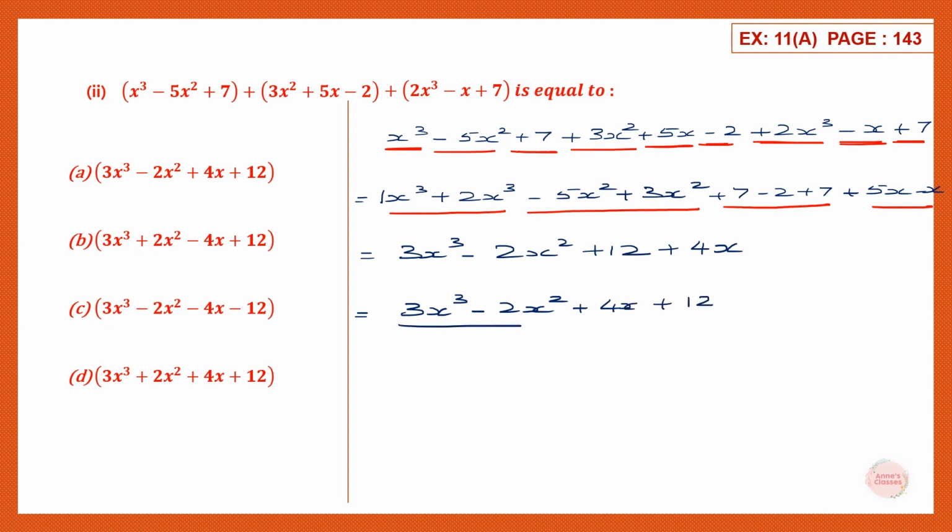So this is our answer, and which of these is the option here? So 3x cube, they all have 3x cube. Then we have minus 2x square. So here we have minus 2x square and minus 2x square, so one of these is the answer. Then we have plus 4x. Here we have plus 4x. Here we have minus 4x. And then we have plus 12. So answer A is the correct option.